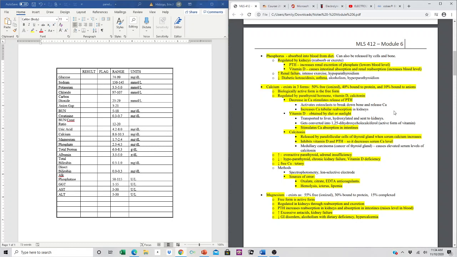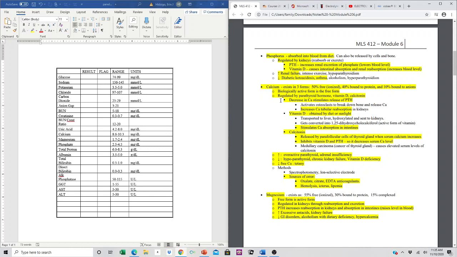Calcium, technically calcium in our bodies exists in 3 different forms, and those are listed there for you: free, bound to protein, and bound to anions. The biologically active form is the free form. So about half of the calcium within your body at any given time is considered to be in the biologically active form.